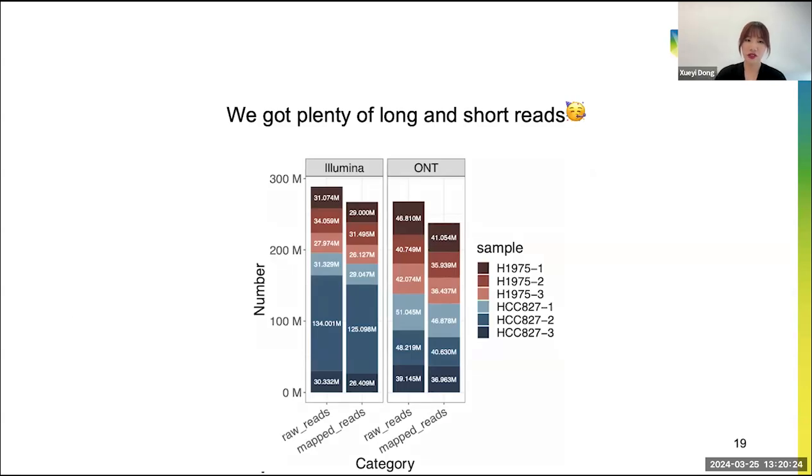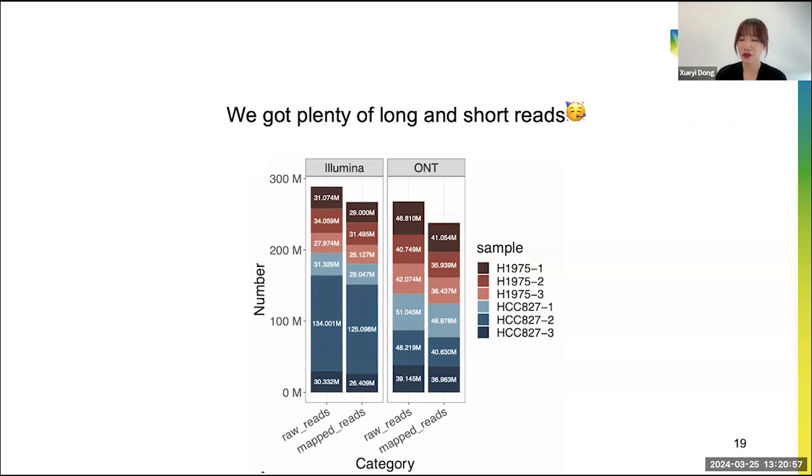Firstly, I'm showing here the number of raw reads we got from the sequencing experiment, and also the number of reads that are actually mapped and quantified. You can see that we got quite a high number of reads because we used 5 flow cells for the nanopore sequencing. And here you may see that there is an Illumina sample having quite a high number of reads.